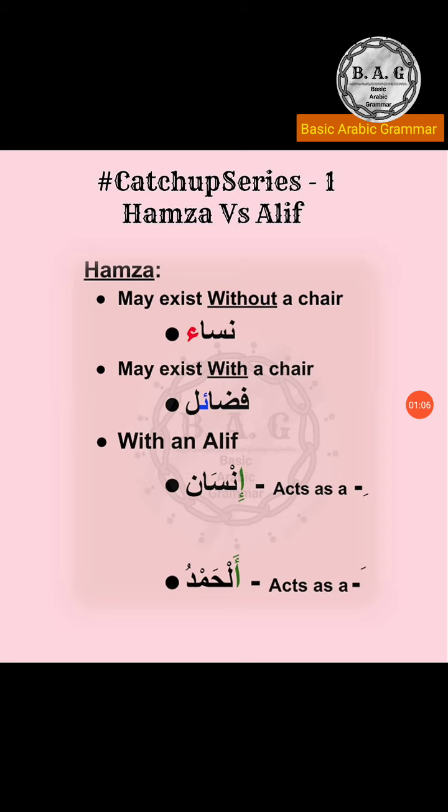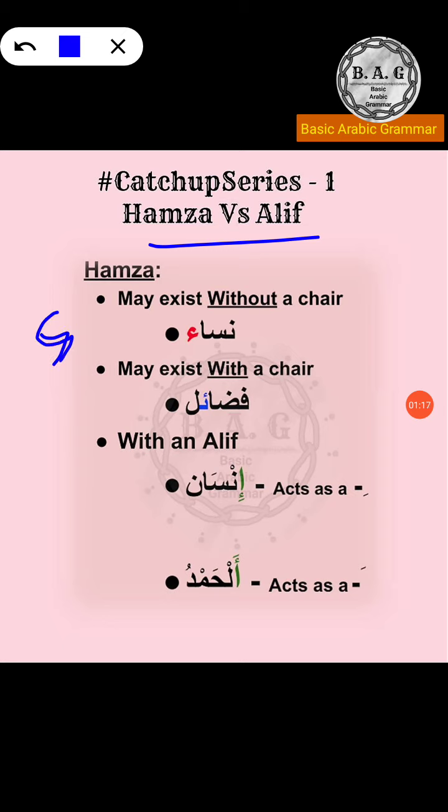It's about Hamza and Alif. Hamza versus Alif. So first of all, what is Hamza? We all know Hamza as this. Now what is Hamza? Hamza is an alphabet, and it may exist without a chair. What do I mean by chair? I simply mean that it may either exist with a chair, so maybe it could be on top of some letter like this, or as it shows in the word fazail.